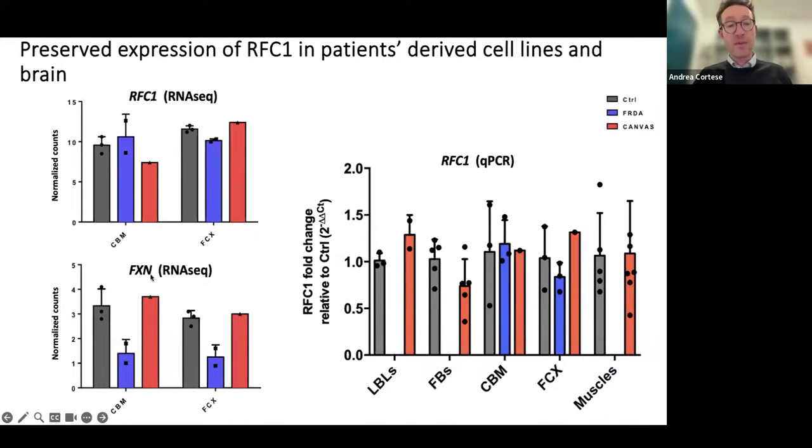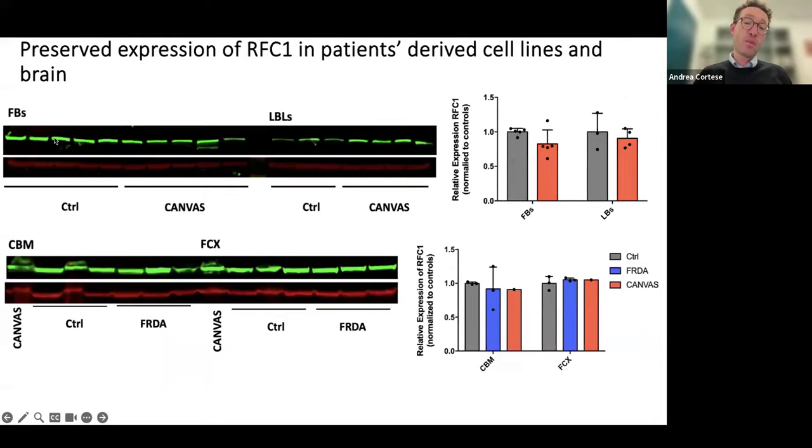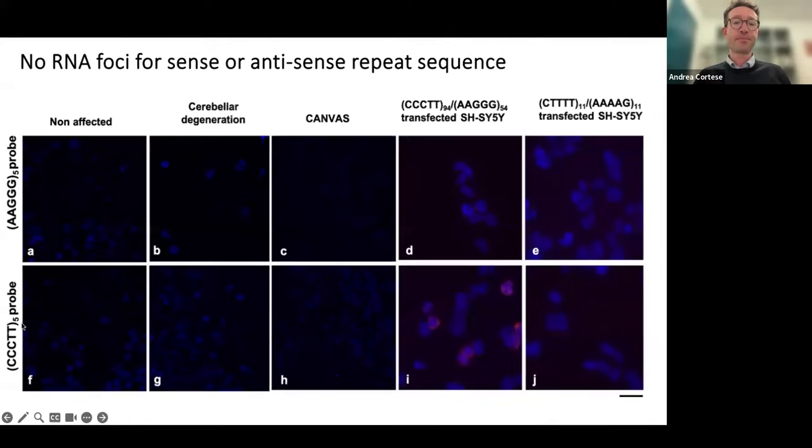And this is very different from Friedreich ataxia in blue, where we clearly see a reduction compared to control or CANVAS. And that was RNA, this is protein. No change in the expression level, in cell lines, or postmortem brain.